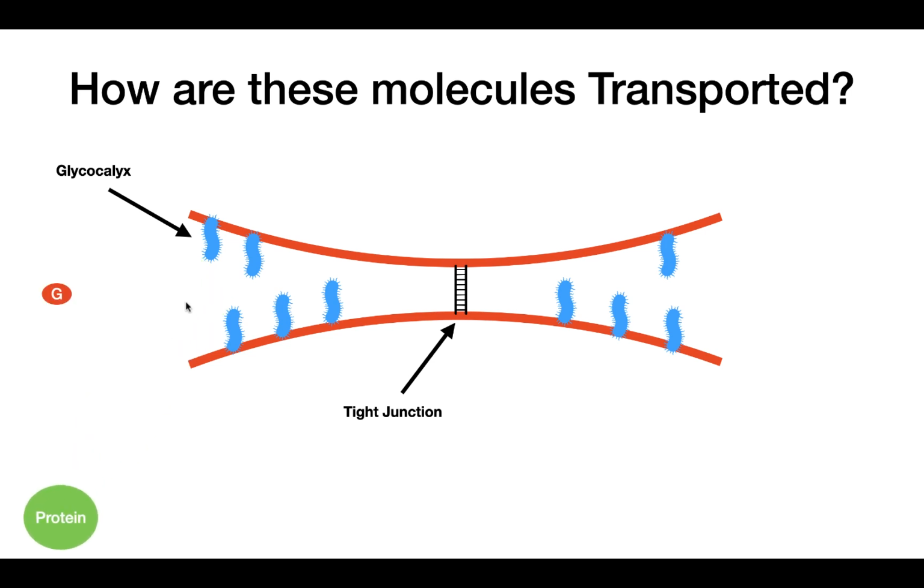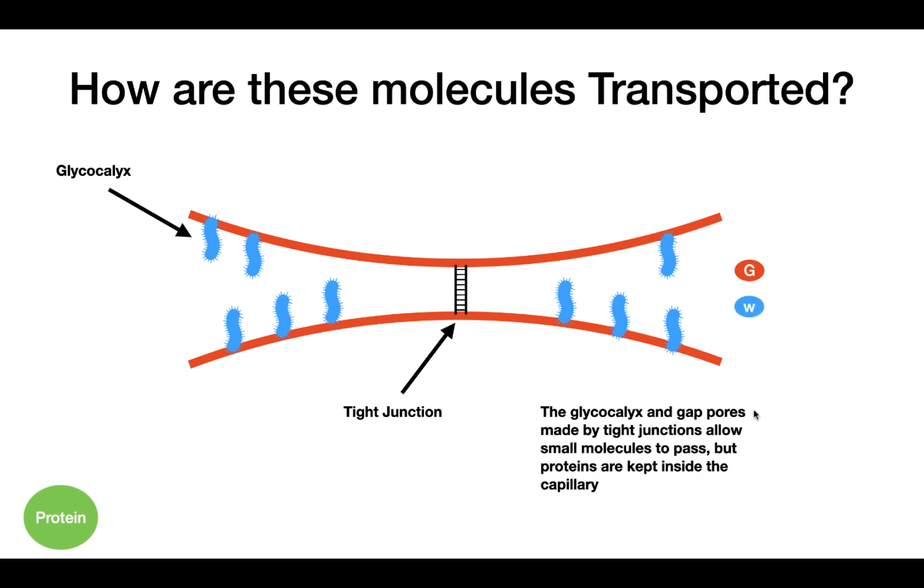Next, let's look at glucose, which is a lot smaller than the protein. What we can see here is that the glucose passes right through the glycocalyx, through the gap pore, and through the other glycoproteins that we see at the other end. And water can also pass through easily as well. So in other words, the glycocalyx and the gap pores, which are made by tight junctions, allow small molecules to pass, but larger molecules like proteins are usually kept inside.